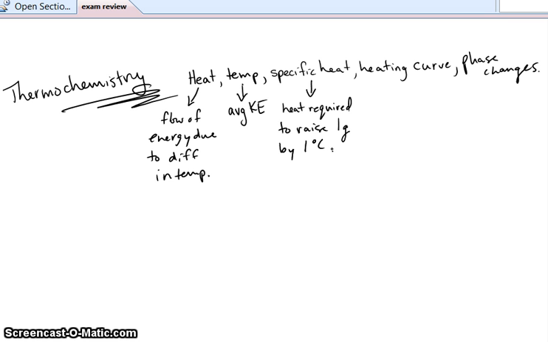And specific heat is important. You should remember that water has a very high specific heat. C is the letter we use for specific heat, and water is 4.18 joules per gram times degree Celsius. And that's given to you on your reference packet. That's liquid water, by the way.